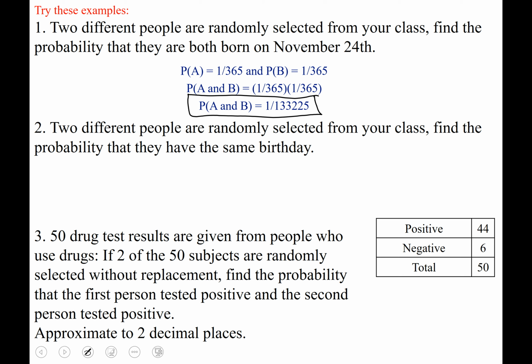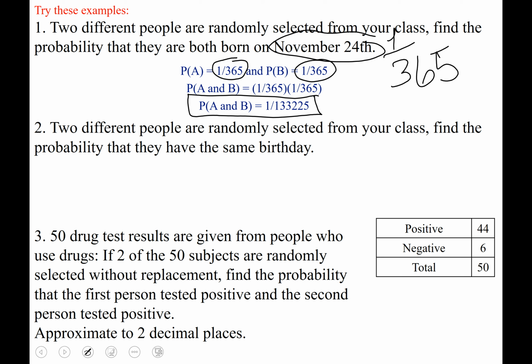2 different people are selected, and find the probability that they're both born on November 24th. So there are 365 days in the year, and November 24th is just one of those. There's only one November 24th. So when you walk up to the first person and ask, what day were you born on, there's a 1 in 365 chance they're going to say November 24th. Then you walk up to the second person, not affected by the first. These are independent events. You ask them, what day of the year were you born on? There's a 1 in 365 chance they're going to say November 24th. So that's why we're multiplying 1 over 365 times 1 over 365.